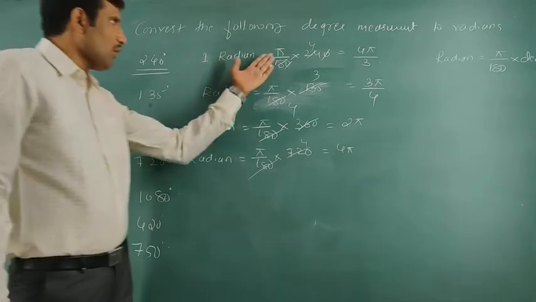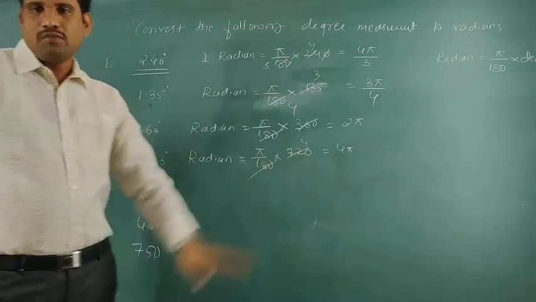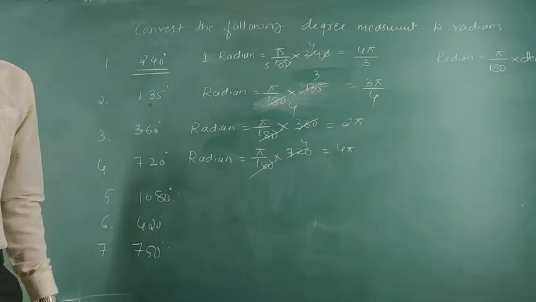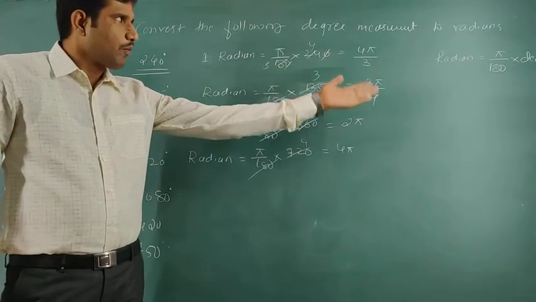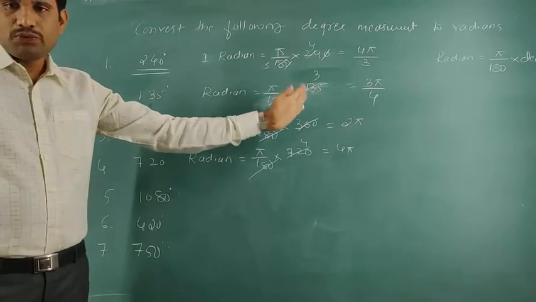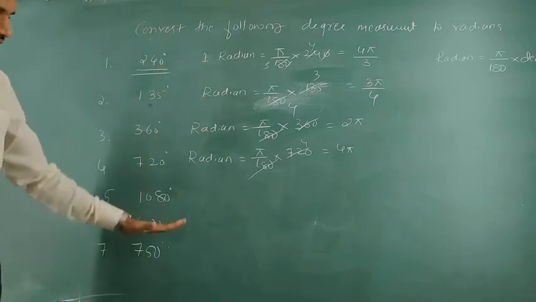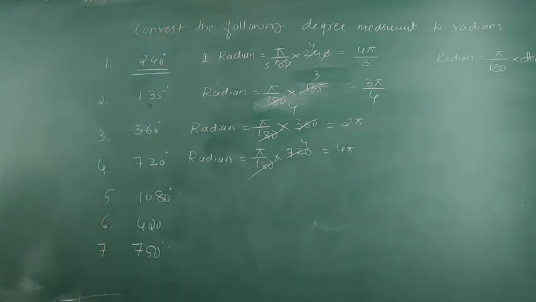Just apply the formula of pi by 180 into degree value and simplify it. Is it clear how to convert degree into radian? Yes, sir. It's very easy. Just apply that formula: radian is equal to pi by 180 into degree value. Substitute that and simplify. Tell me the answer for the remaining three fast: 1080, then 420 and 750. First write down this, then tell me the answers. First one, 6 pi, sir. Yeah, correct.